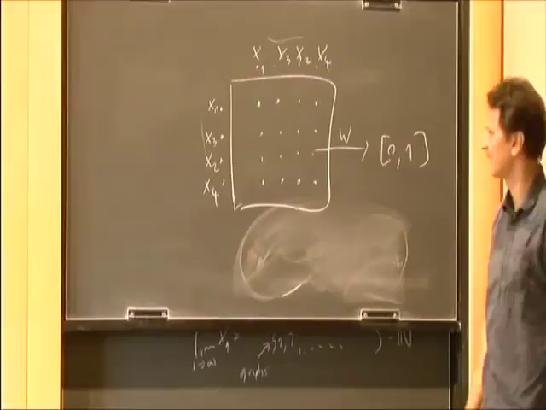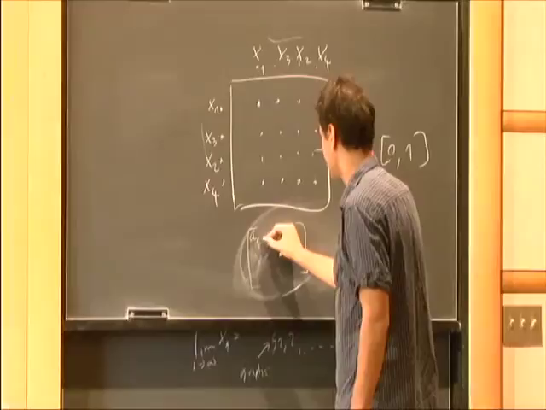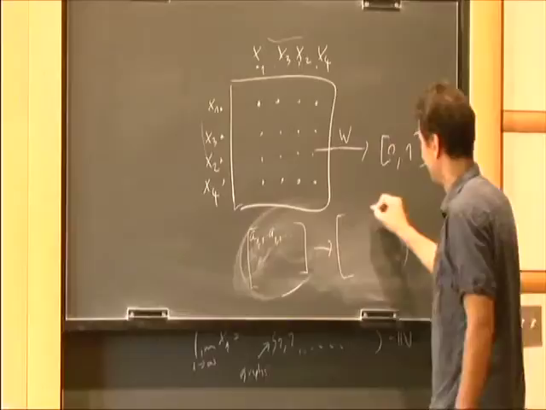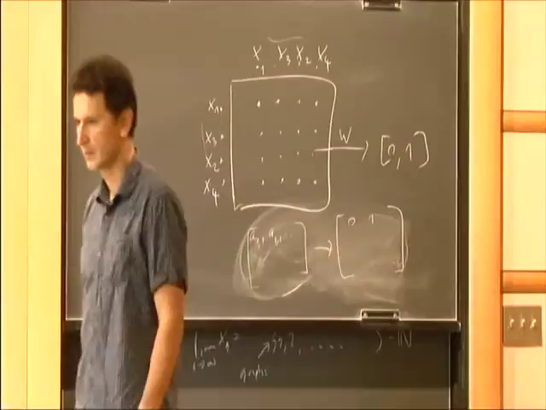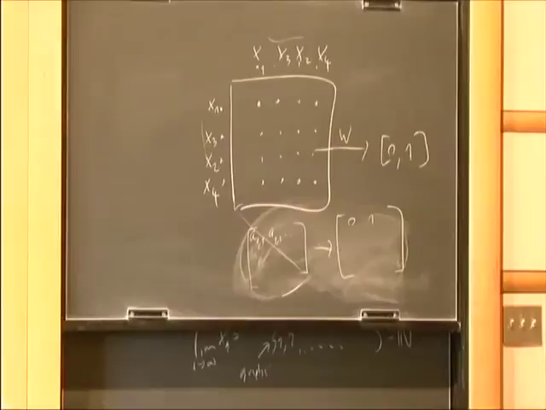Then from this 4x4 matrix, with a second step of randomization, you create a 0-1 matrix where the zeros and ones are chosen with that probability. You have to make it symmetric, so you only do it for the upper half. And you consider that as a sample from this. So that's a random process.